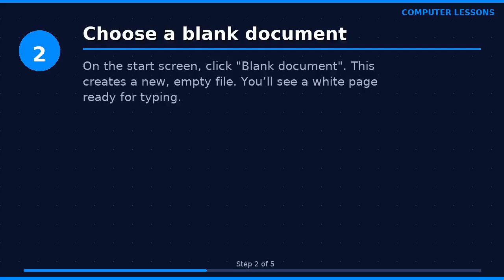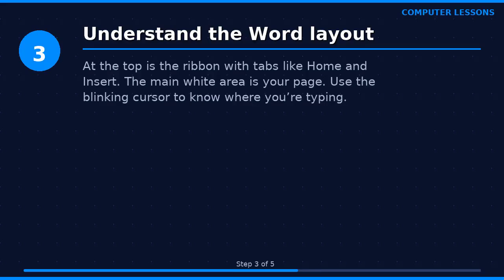The start screen pops up, you've got a lot of fancy template options, but we're going straight to basics. You hit blank document, the cleanest playing field in the game. Now you're staring at that big white page in the middle, the scoreboard is empty, and at the top you see tabs like Home, Insert, Layout. That whole strip is the ribbon, your full playbook of tools.